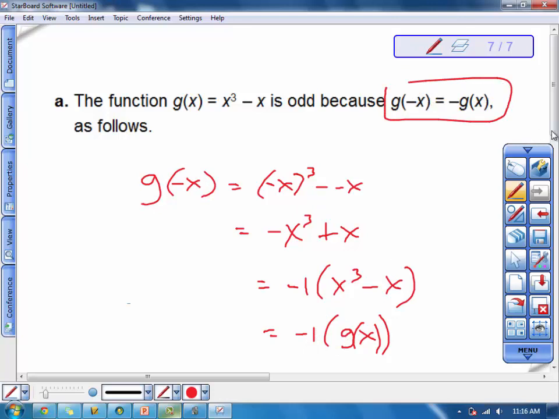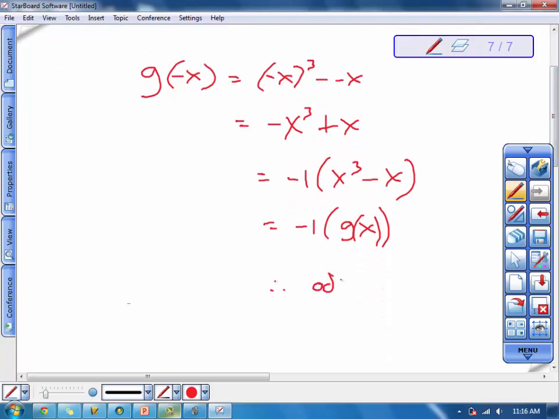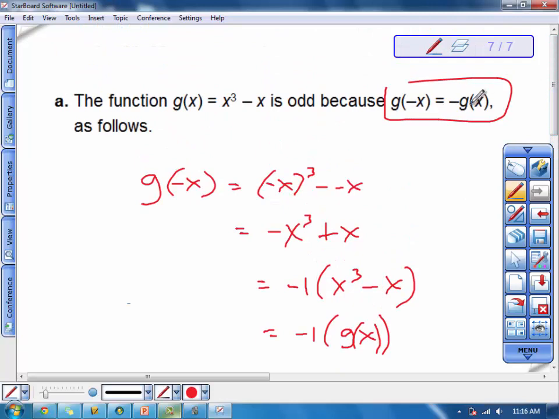Therefore, this function is odd. And this is the work that shows that it is odd. It just shows that when you stick in negative x, you get negative the function, which is exactly what the test wants us to do. So it is an odd function.